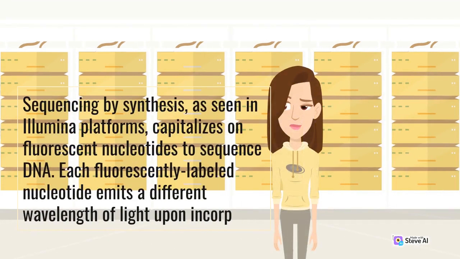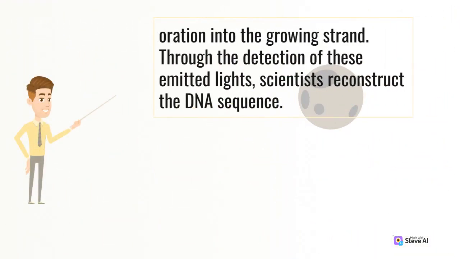Sequencing by synthesis, as seen in Illumina platforms, capitalizes on fluorescent nucleotides to sequence DNA. Each fluorescently labeled nucleotide emits a different wavelength of light upon incorporation into the growing strand. Through the detection of these emitted lights, scientists reconstruct the DNA sequence.